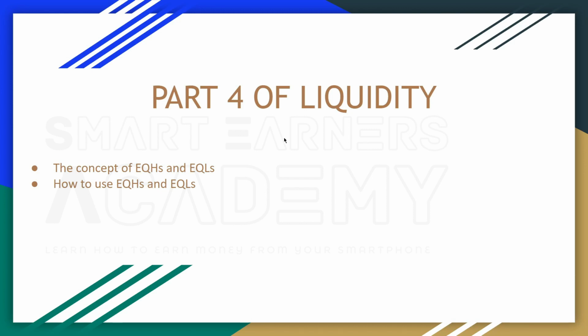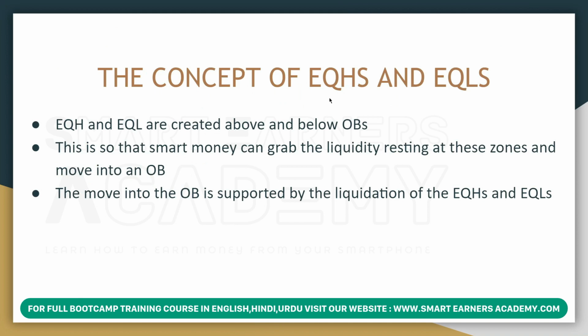In today's session we're going to be going over the concept of equal highs and equal lows and how to use equal highs and equal lows. So let's begin. Equal highs and equal lows are created above and below order blocks, right? This is where you will always find equal highs and equal lows, above or below order blocks. This is so smart money can grab the liquidity resting at these zones, at the equal highs and equal lows, and move into an OB, right? And the move into the OB is supported by the liquidation of the equal highs and the equal lows.